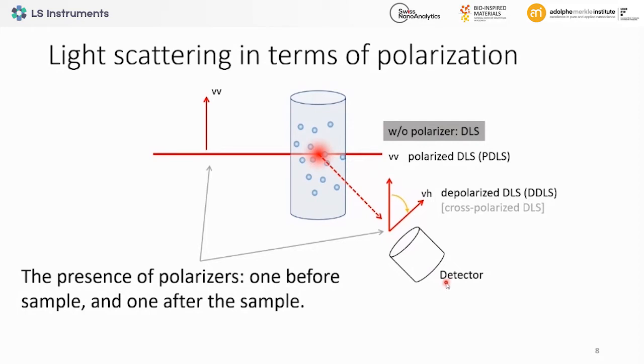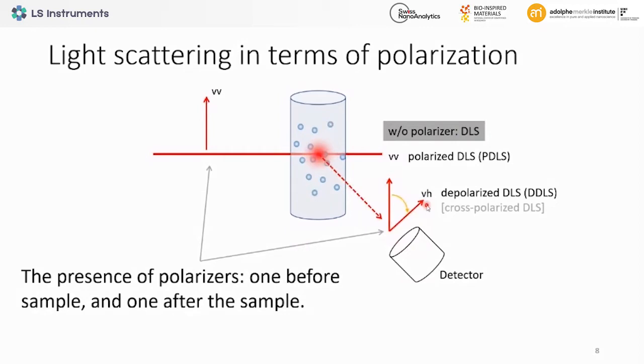In front of the detector, we can use a polarizer, or we do not necessarily need to use one. When there is no polarizer in front of the detector, this is what we call standard or classical DLS. When we have a polarizer, the polarization state can be in two directions. It can be parallel to the laser's polarization, which we call VV, or perpendicular, so 90 degrees off, and this is what we call depolarized dynamic light scattering.